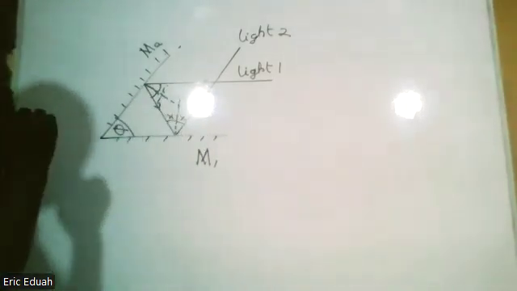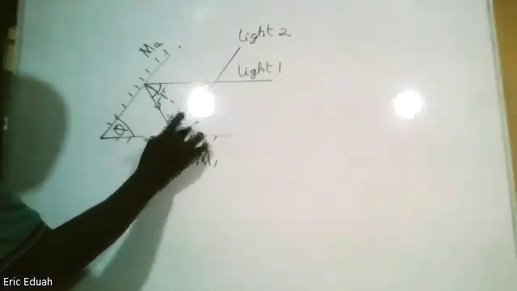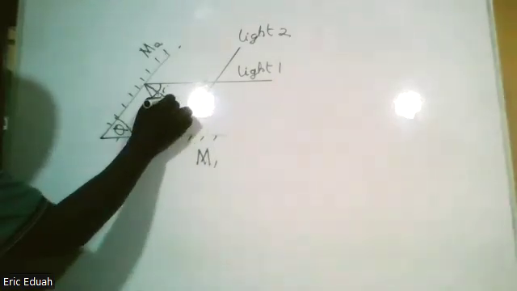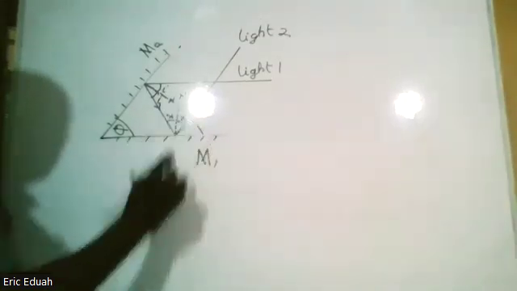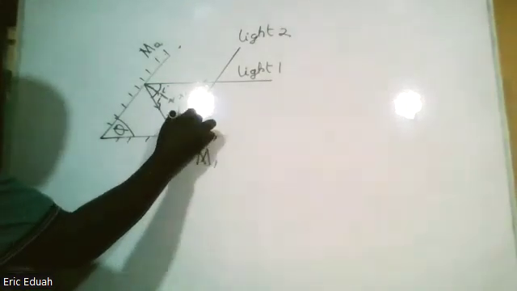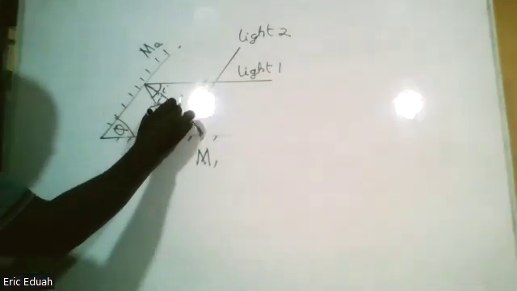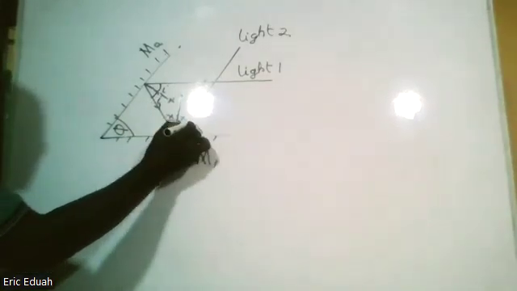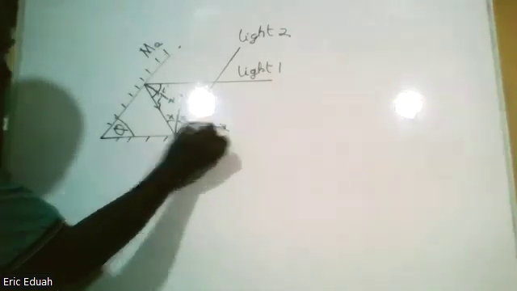Now, if this is x, what is this angle? From the normals n1, n2, if this is x, what will be this angle? Of course, once this is a normal and this is x, this must be 90 minus x.